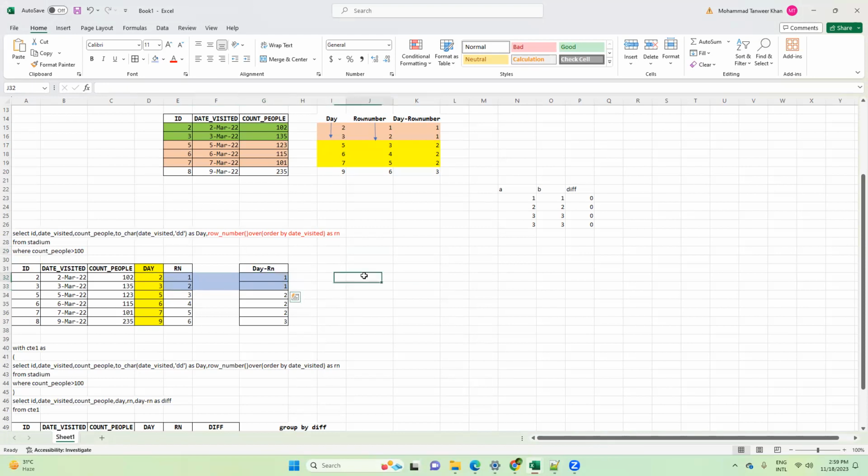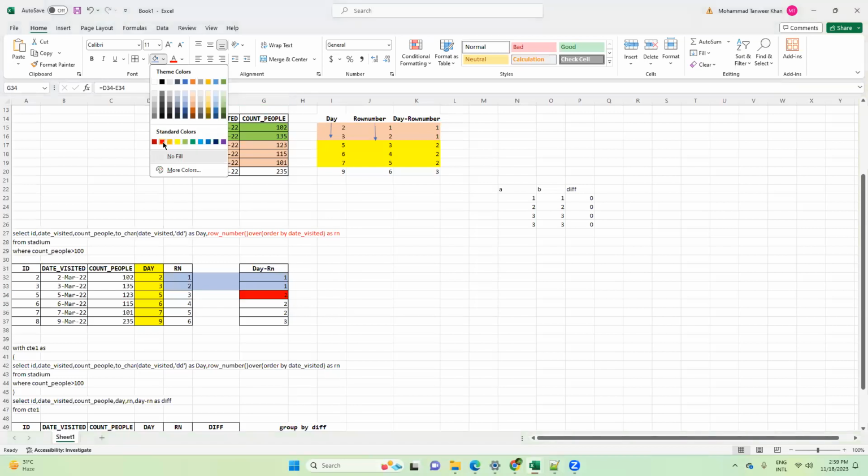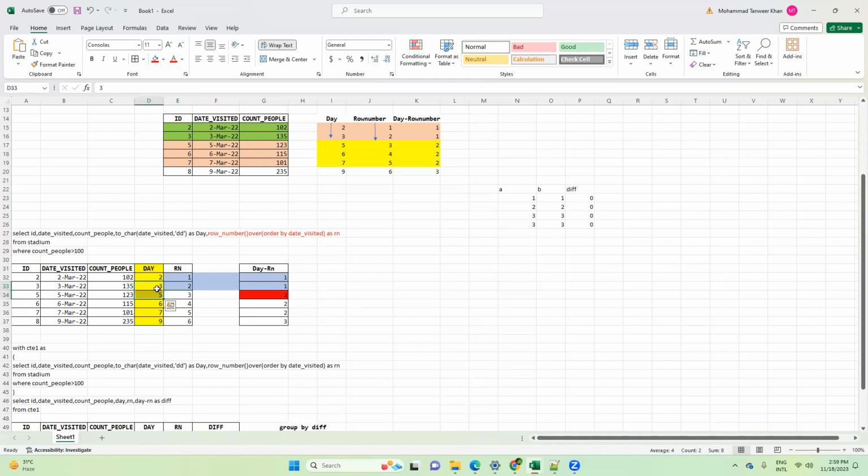Yes. Are you sure, Akash? Yes. Okay. Now, why has this difference changed here? Because row number has been incremented by 1 only, but this difference has changed here. It proves that the day has not been incremented by 1. Yes, it has been incremented by 2. This is pure mathematics here.